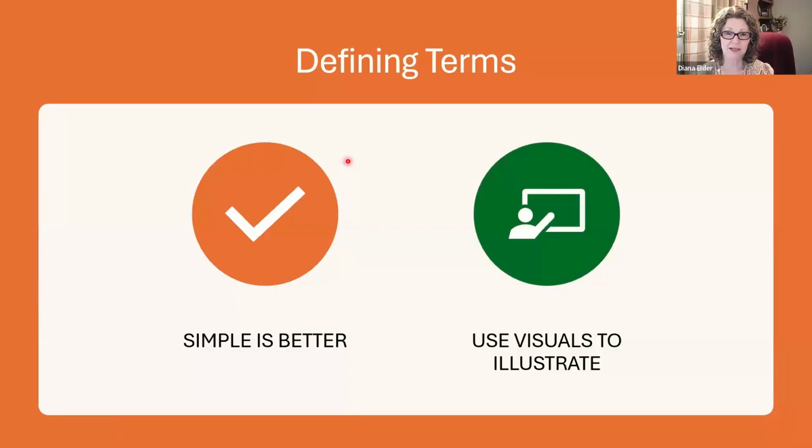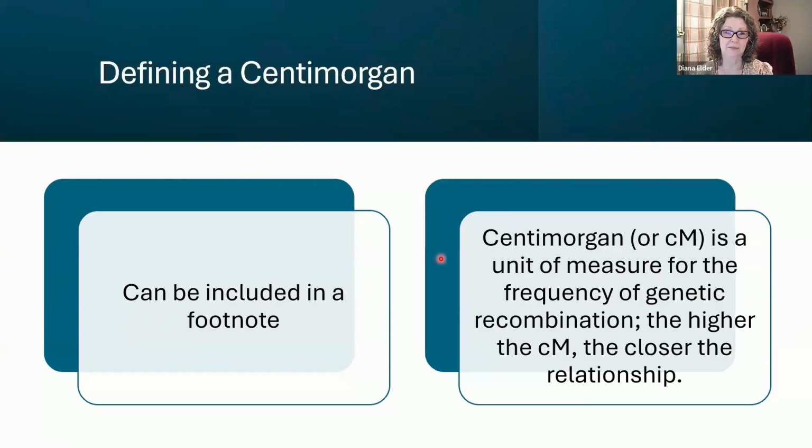Now, when it comes to defining terms, usually simple is better. We have all read descriptions of DNA that are very involved and complex and difficult to understand, but remembering our reader who probably doesn't know that much about what we are using, we want to be simple, and visuals are always fabulous. So we always want to think of what we can put out there to show what we're talking about. So let's look at an example of a very simple explanation.